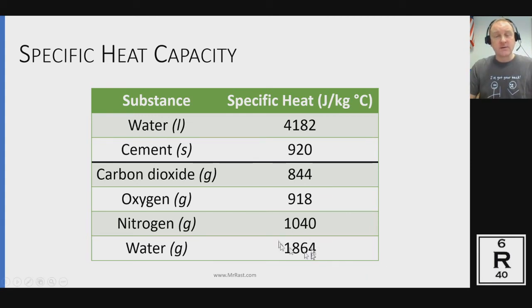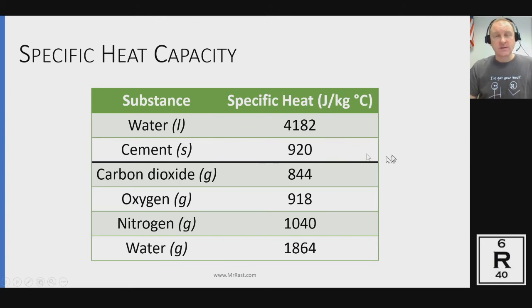It doesn't cool down as fast. And this is what makes Earth stay warm even when the sun goes down. If we didn't have these gases in our atmosphere, when the sun goes down, the opposite side of Earth would get extremely cold. So it kind of holds the temperature steady.